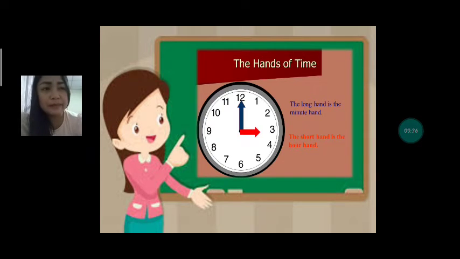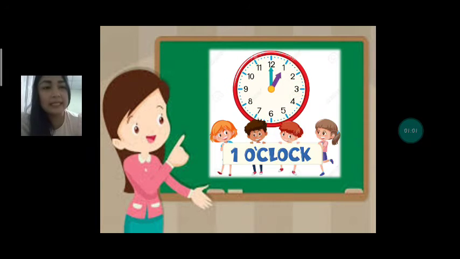Okay, vocabulary to learn. First, we have hands of time. Can you see a clock? We have the red one, which is the short hand. The short hand is the hour hand. The long hand, the blue one, is the minute hand. Again, the red one is the hour hand, and the long hand is the minute hand.